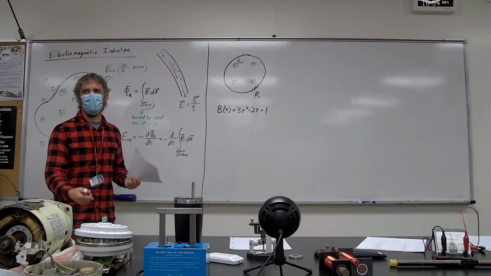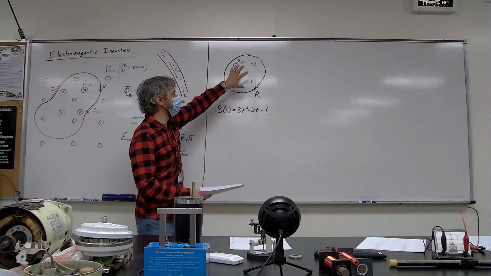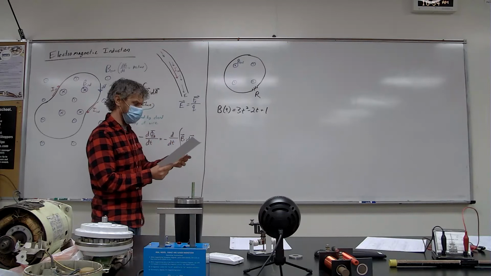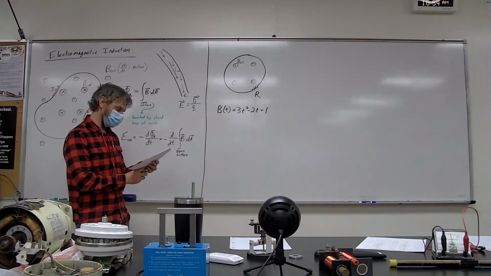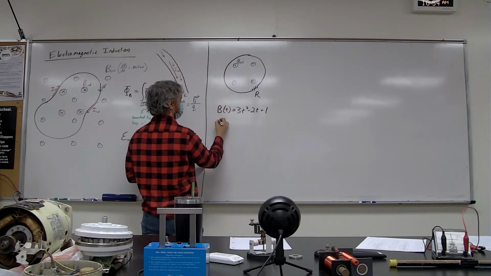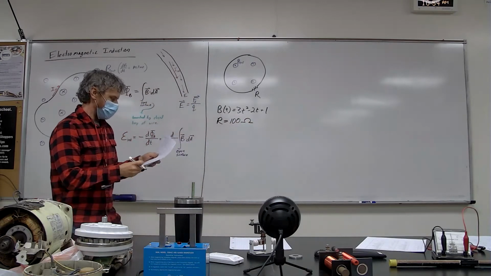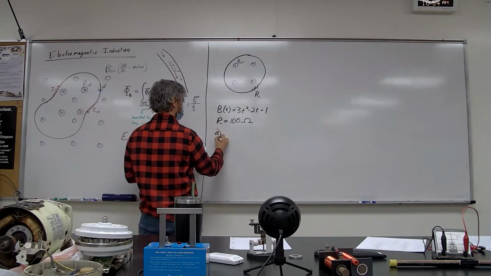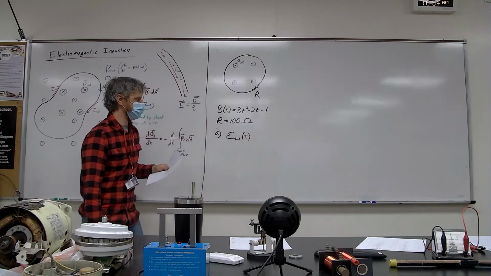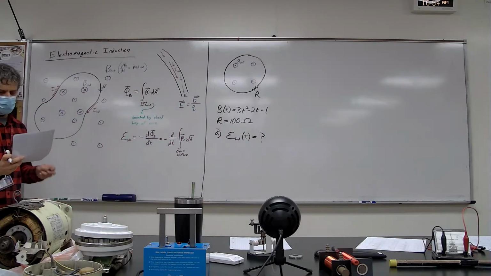Okay, so we have a magnetic field going through this loop of wire, and that magnetic field varies as a function of time according to that equation. And our resistor is 100 ohms. Okay. And part A says find the induced EMF as a function of time, meaning we want to find an equation for the induced EMF.